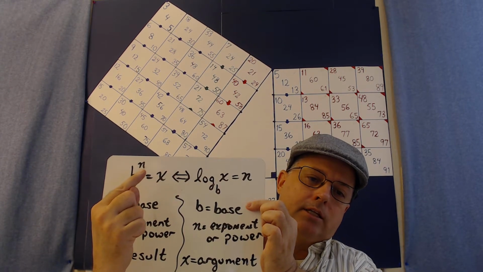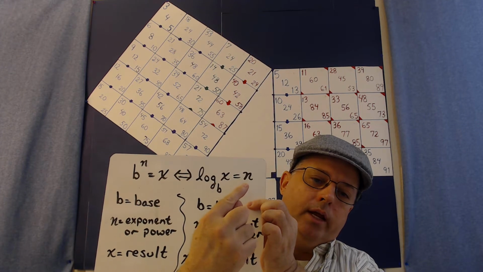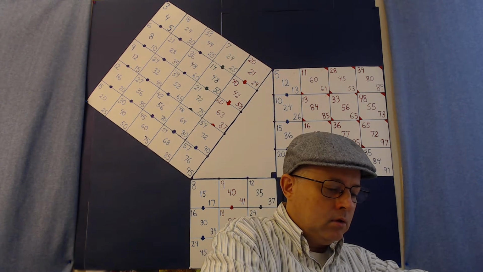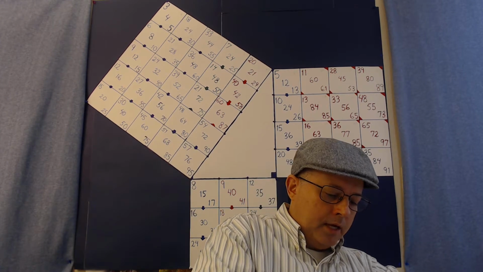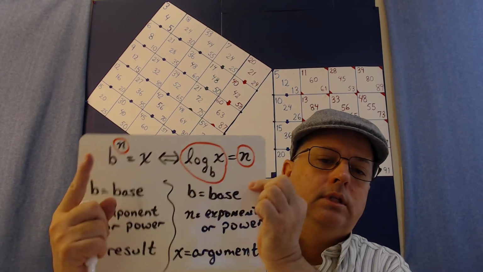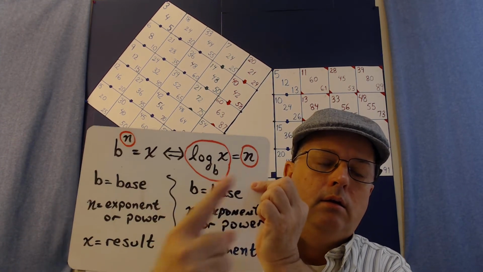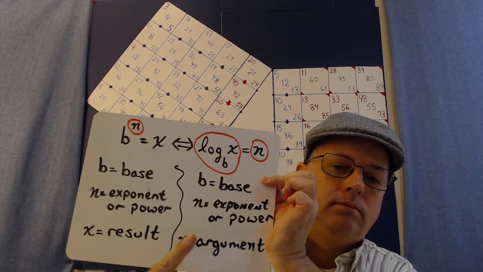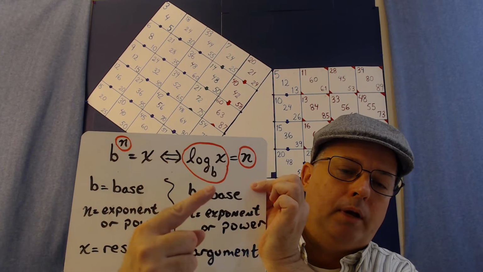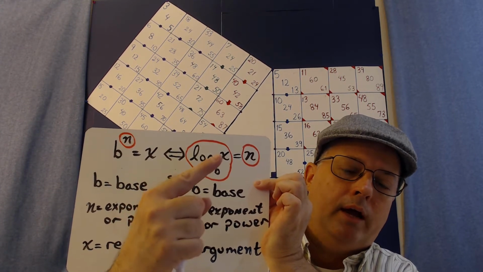And so since n is the exponent here, and this log base b of x is an exponent, these are all exponents. The n, and the log base b of x. Those are all exponents. And therefore, since n is equal to this logarithmic expression, the log base b of x is an exponent.